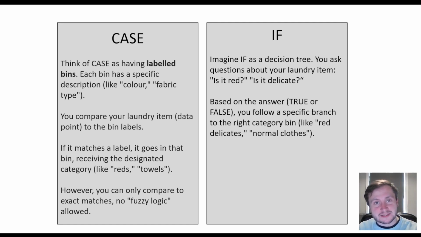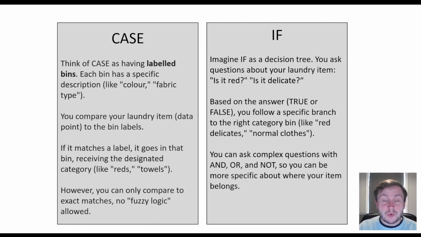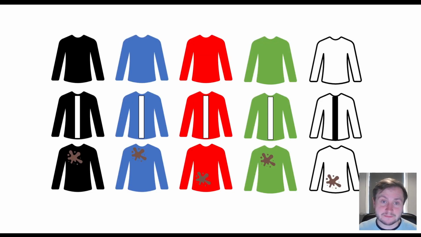So based on that answer, our first question being, is it blue? Yes or no, true or false? It can then continue to follow the decision tree or those specific branches to get to the right category bin, such as red delicates, and so on and so forth. With an if statement, we're able to ask complex questions using and, or, and not, which we can't do with a case statement, so we can be a lot more specific around where our item belongs.